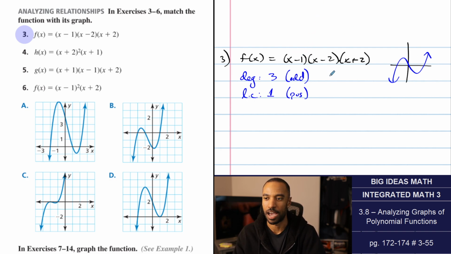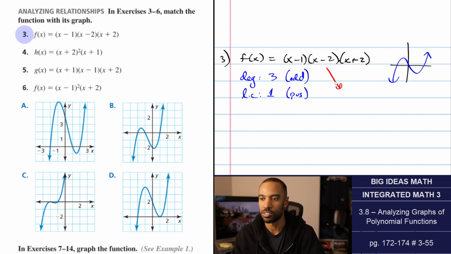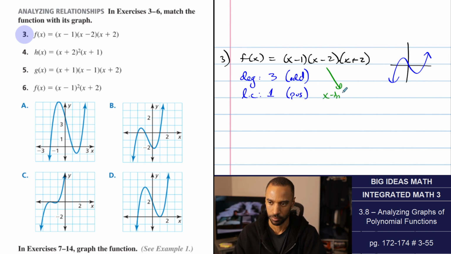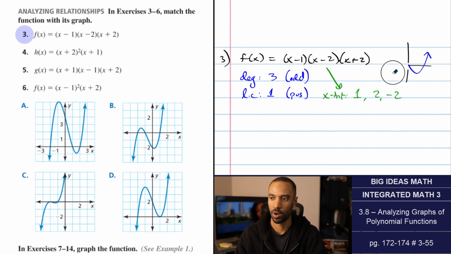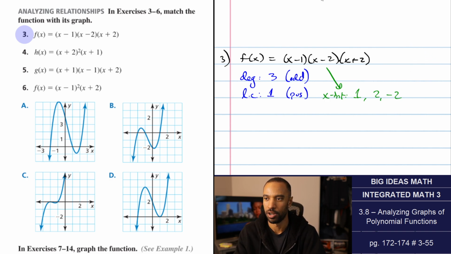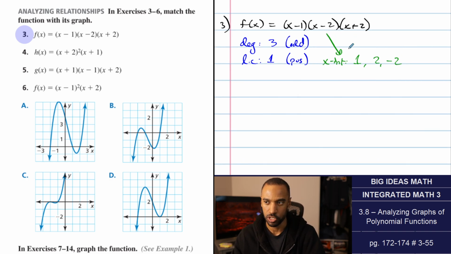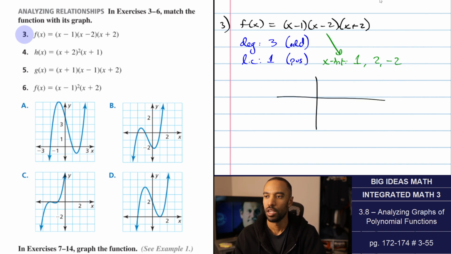What we will find out very soon is, I don't want to use red. Let's use green. The x-intercepts are revealed by the zeros here. This x-intercept is 1, this one is 2, and this one is negative 2. So we understand the end behavior. I'm going to give you a rough sketch of this graph. So at 1, 2, and negative 2, we have x-intercepts.